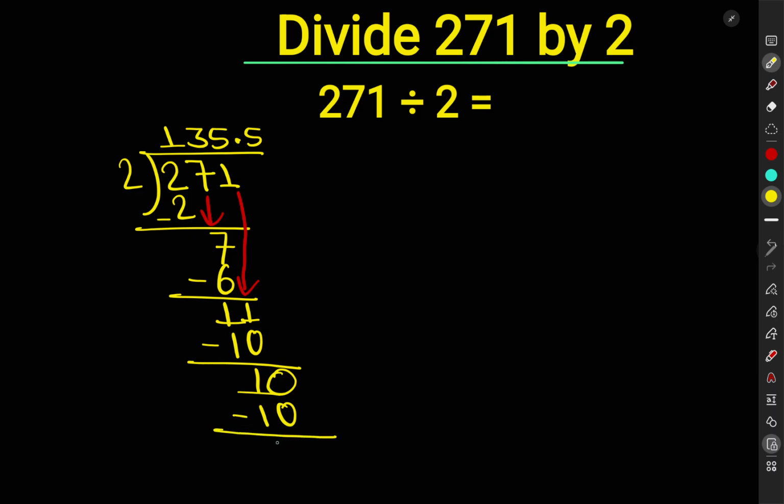On subtracting we get 0. So 271 divided by 2 is 135.5.